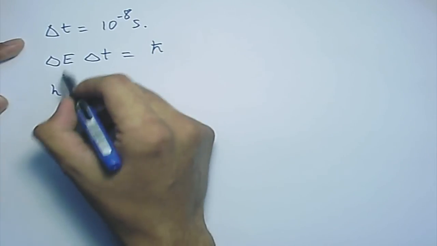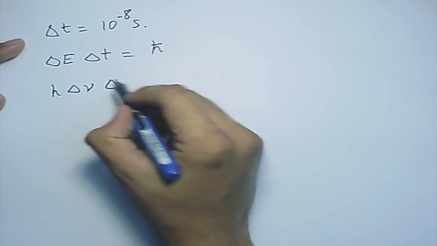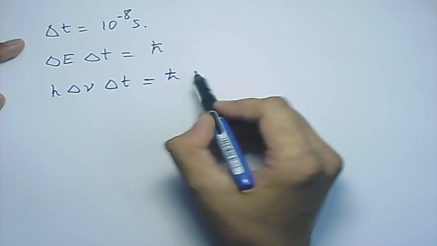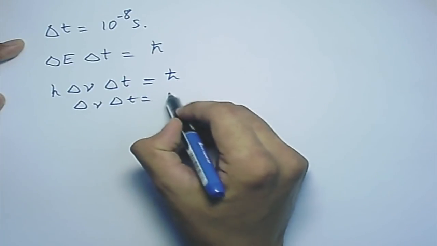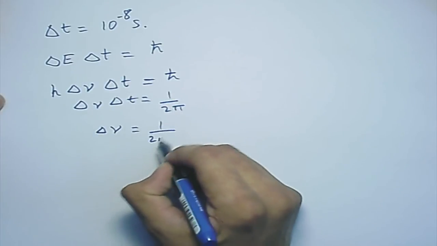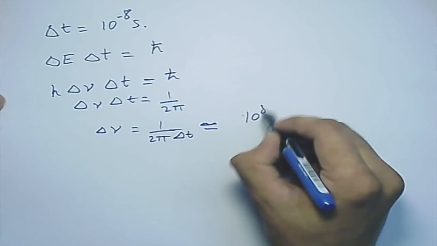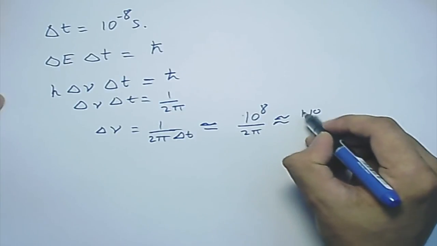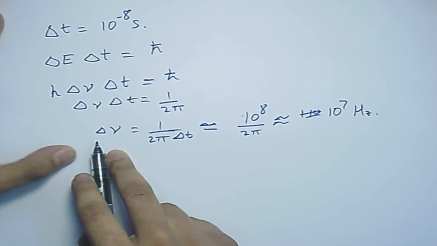The uncertainty in the energy would be h cross, which is h times the uncertainty in the frequency times delta t, equal to h cross. Now, cancelling the h cross and h, we get delta nu delta t is equal to 1 over 2 pi. So delta nu is simply equal to 1 over 2 pi times delta t. This is equal to 10 to the 8 over 2 pi. So we can say that it's around 10 to the 7 hertz. The uncertainty in the frequency is coming out to be 10 to the 7 hertz.